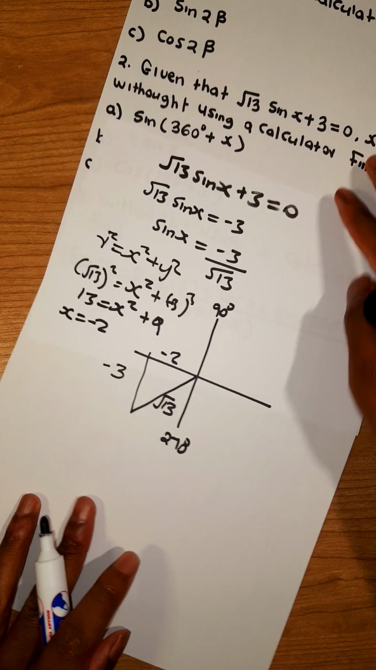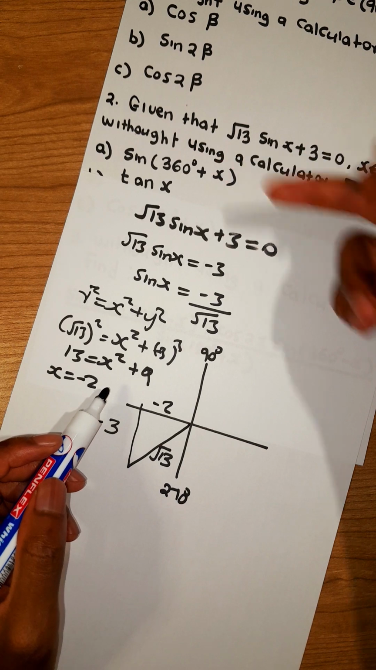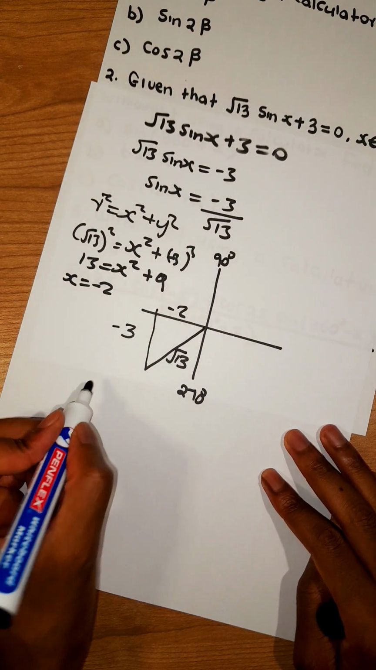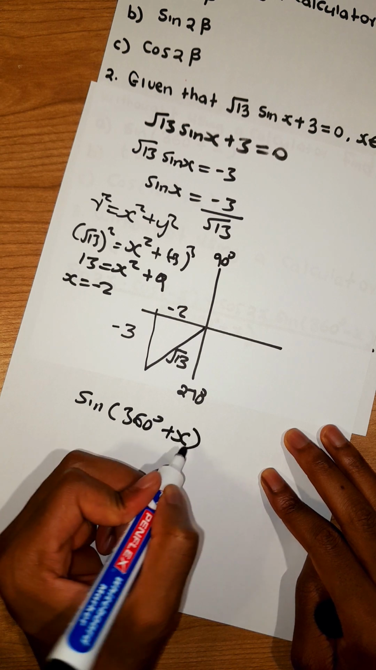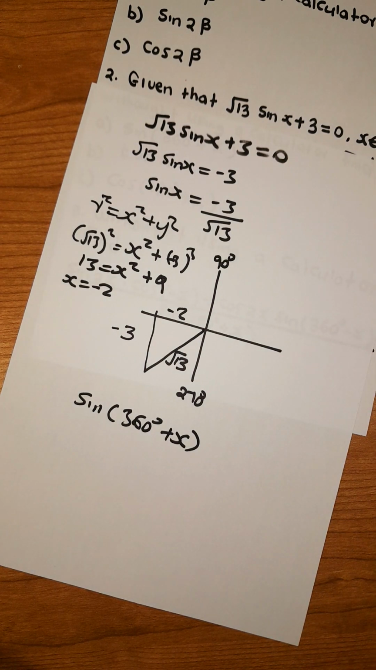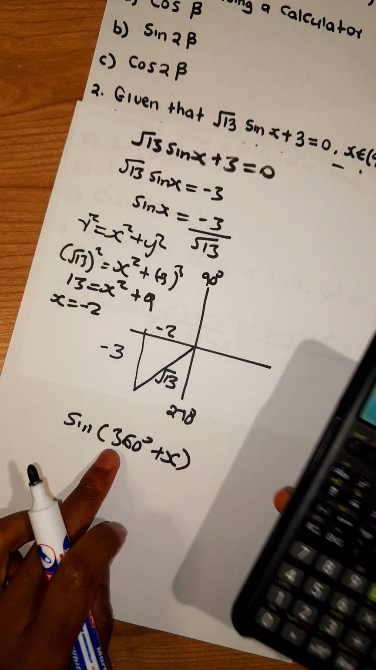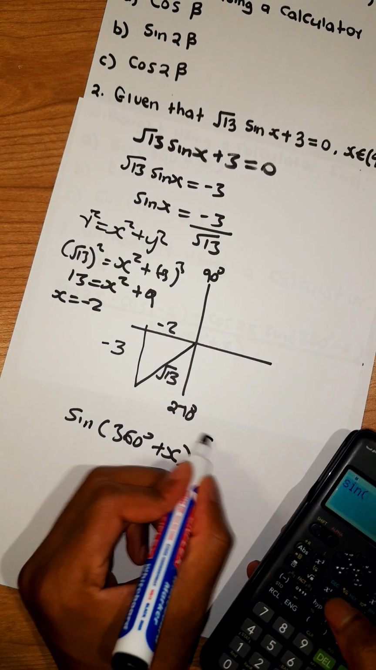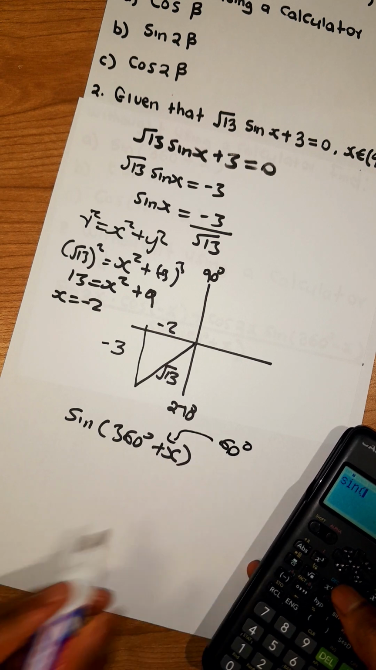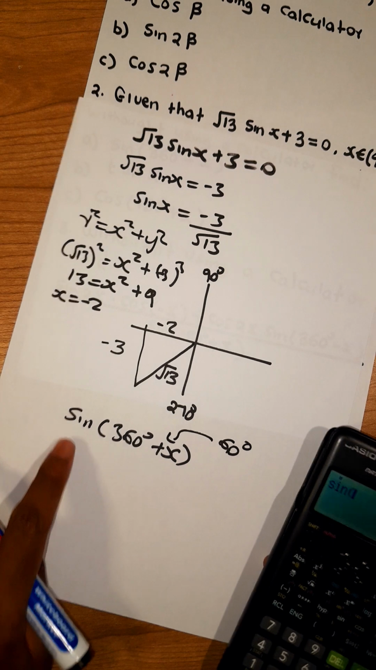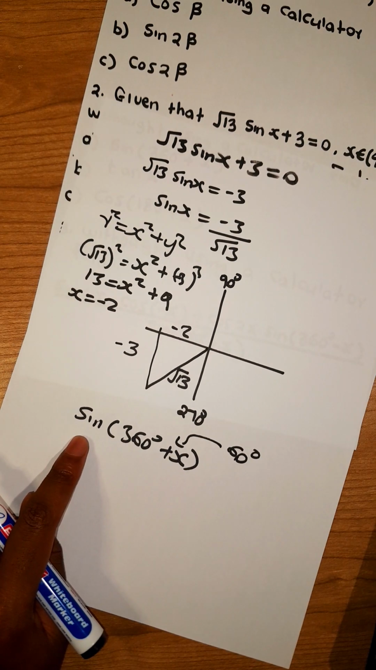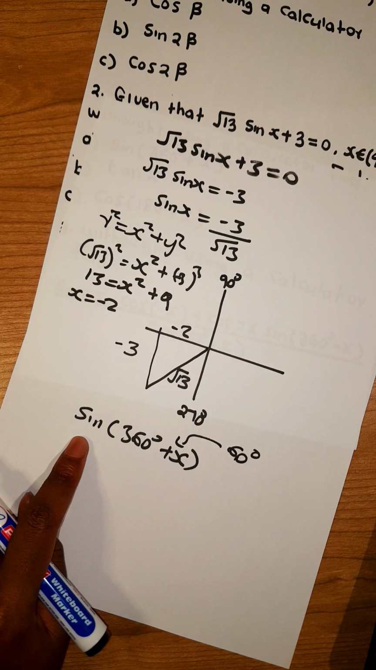Now, the value of x, what were they trying to find? They say we need to find sine of 360 degrees plus x. A lot of people use the CAST table. I do not prefer it. You don't have to use the CAST table at this point. What I prefer is that whenever there is x, you just put 60 degrees to see whether you get a positive or a negative answer. If you get a positive answer, it means that the value of sine is positive. If you get a negative answer, it means that the value of sine is negative.